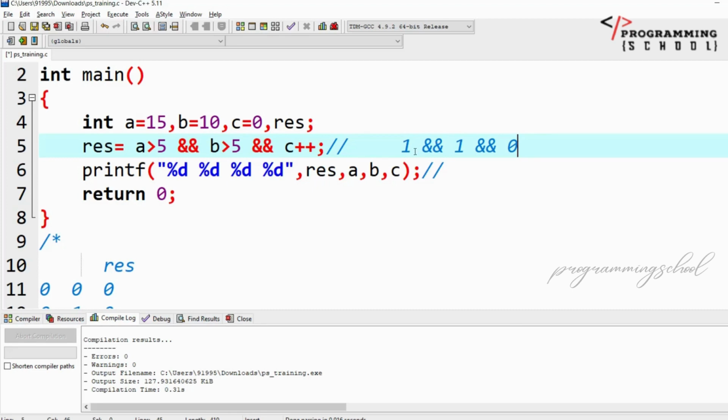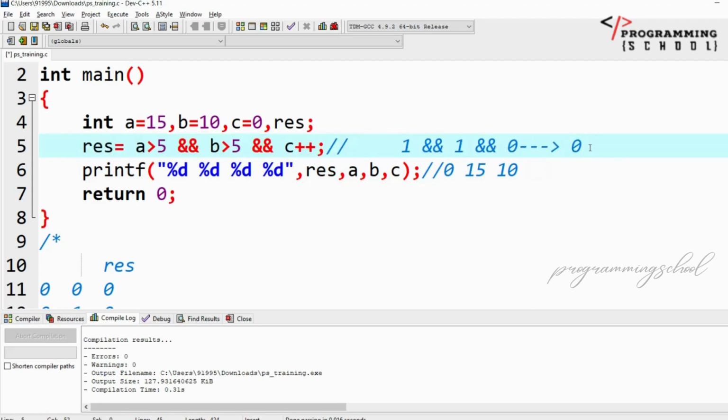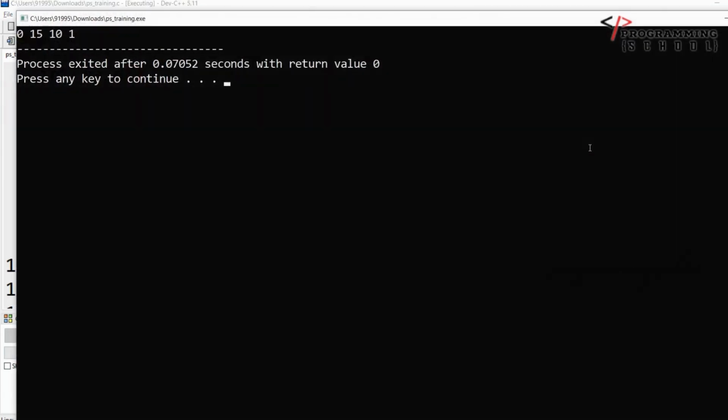That means now 1 and 0. Then the result is going to be 0. The A value is not at all changed. The B value is not at all changed. After this expression, the C value is going to be updated with 1. That's why the answer is going to be 1. Finally, the answer is 0, 15, 10 and 1.